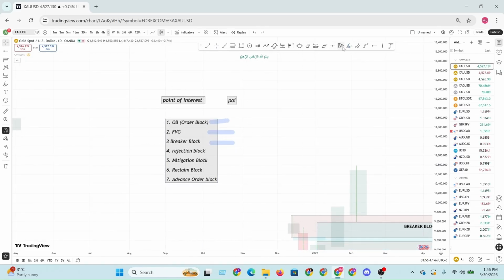And you can see rejection blocks, mitigation blocks, reclaim order blocks, and advance order blocks. These are for entry. These all are for the entry zone, and these will also be seen for daily bias or bias.